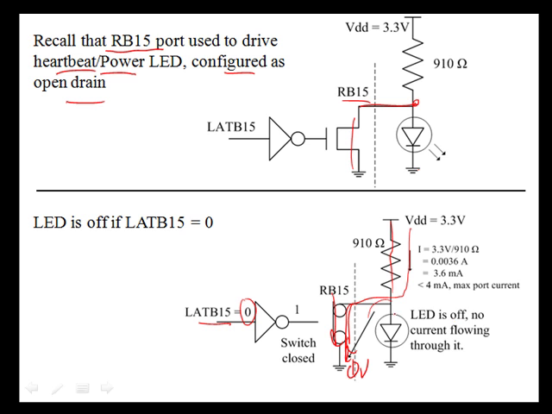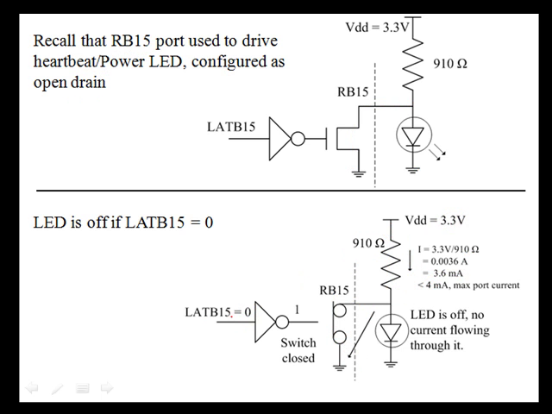Why do we have this resistor here in the first place? It's to act as a current limit. This particular value of 910 ohms, if we take 3 volts divided by 910 ohms, it turns out that we'll have about 3.6 milliamps flowing through this. That's going to be less than the maximum 4 milliamps port current that a PIC24H device can sink, and so that's why we have a 910 ohm resistor here.